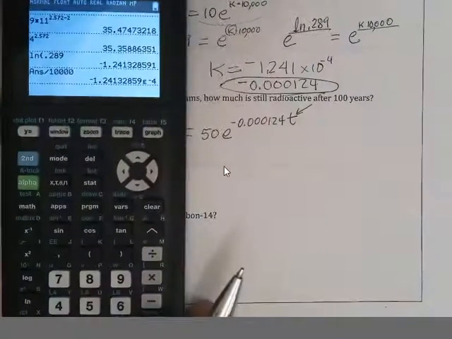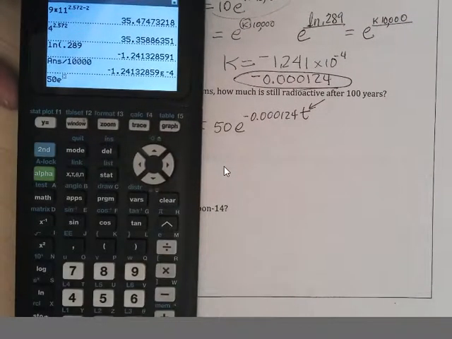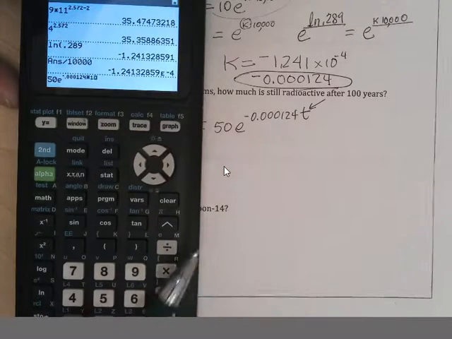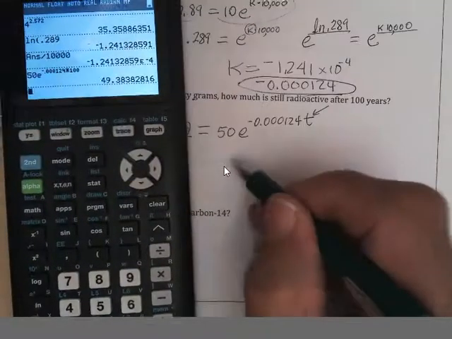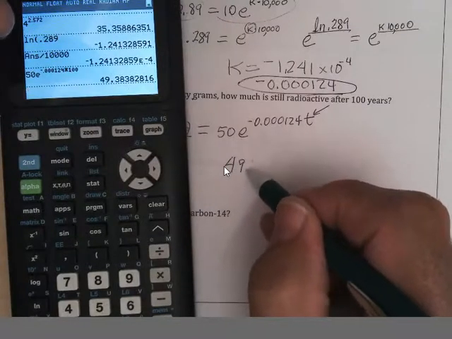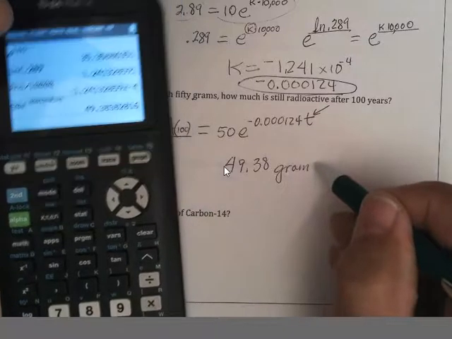So all we have to do is type that in. 50 e to the negative 0.000124 times 100. And we get, there would be 49.38 grams left.